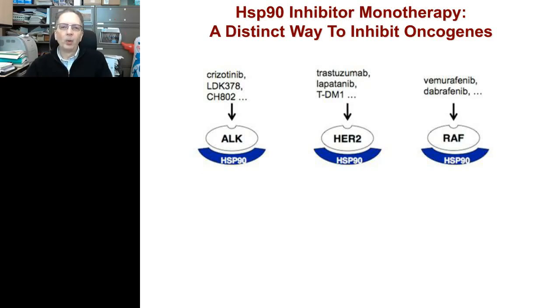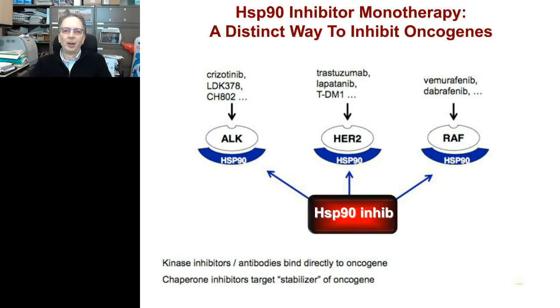So one way to think about HSP90 inhibition is as an alternative strategy to inhibit a number of kinases in the cell with a single stroke, as opposed to using TKIs, which have specificity for a particular type of kinase or family. HSP90 inhibition is able to target a number of kinases that are HSP90 dependent at the same time.